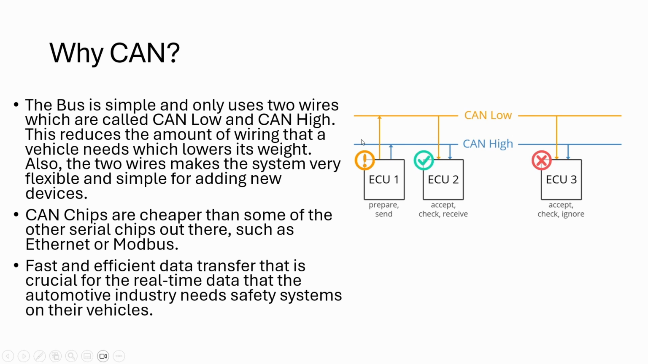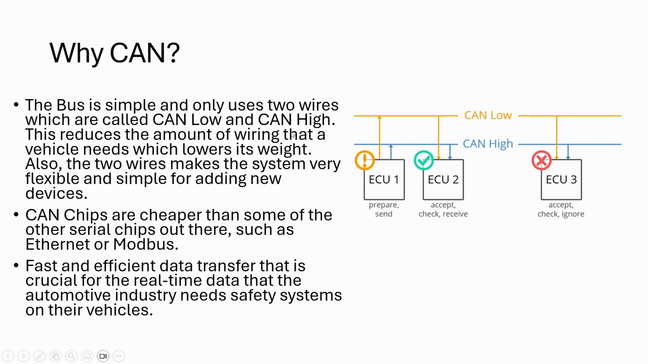Most CAN buses allow for up to 255 different nodes. The automotive world tends to keep that lower than, say, 100 devices on a single CAN network. Another reason why they use CAN: the CAN chips are cheaper than most other serial chips out there, like an Ethernet chip or Modbus chip.